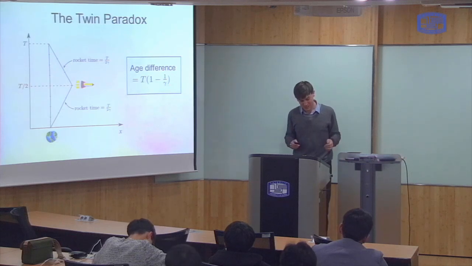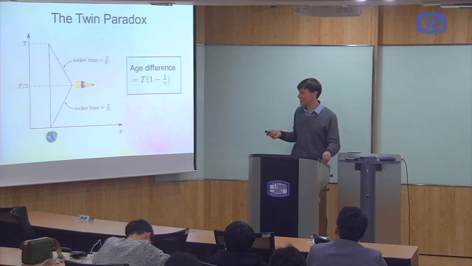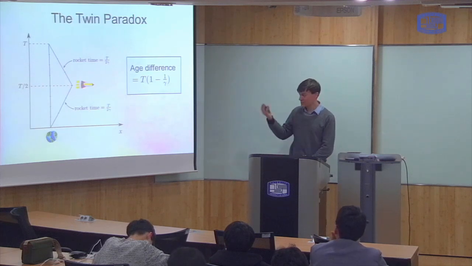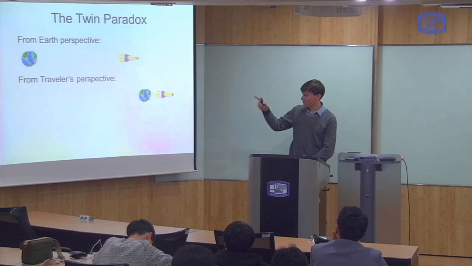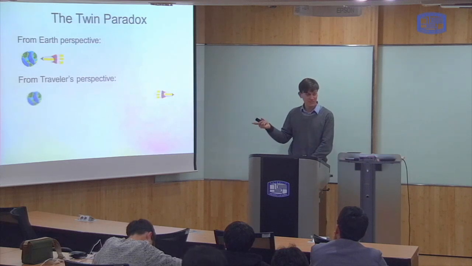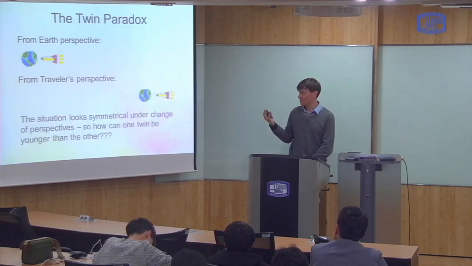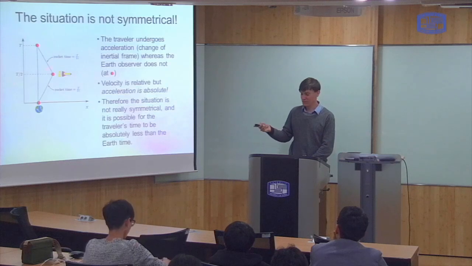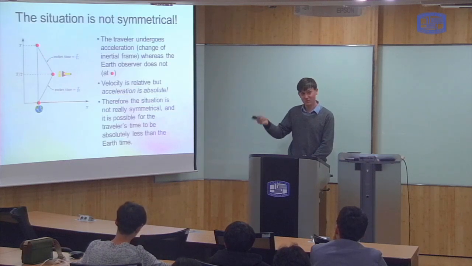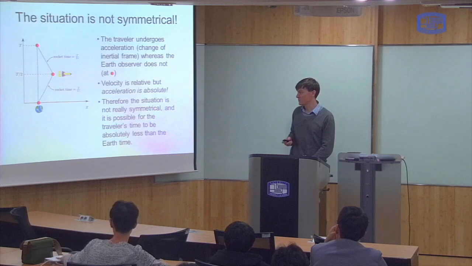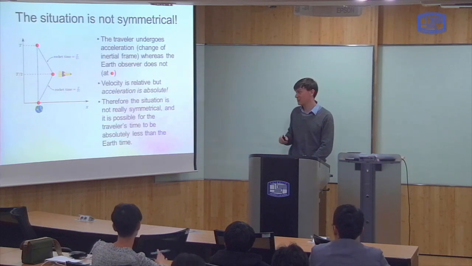So that's what we did last time, and I explained how this isn't really a contradiction in the theory, because although the situation may appear symmetrical, that means from the Earth's perspective and from the rocket's perspective, it's not really symmetrical because the rocket undergoes acceleration and the Earth does not. Okay. So it's a false symmetry which underlies this paradox.